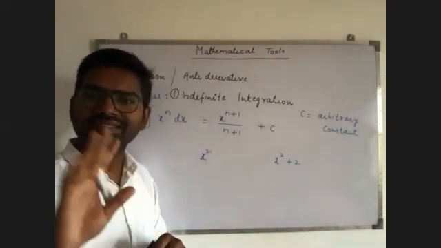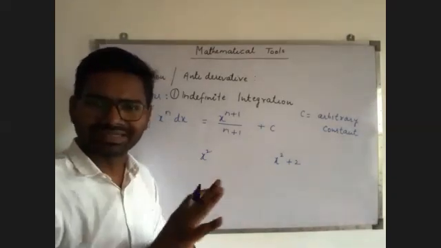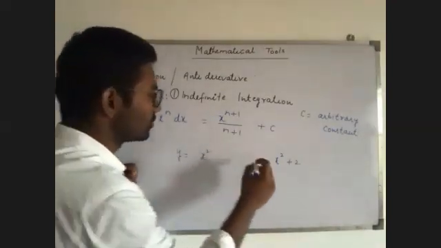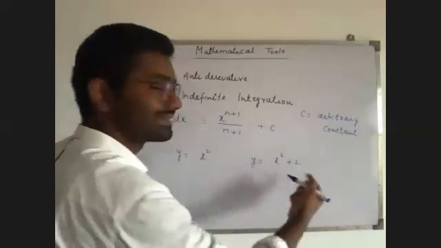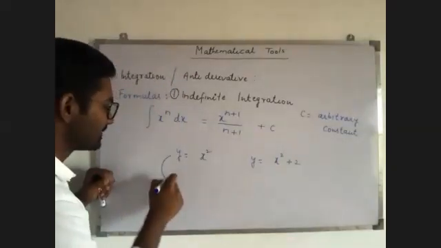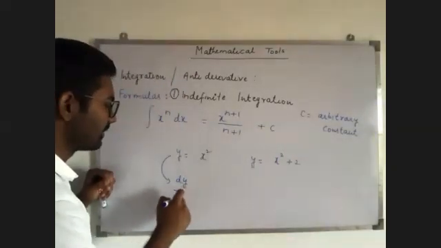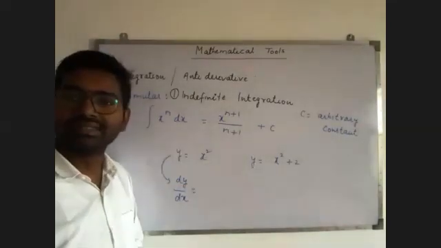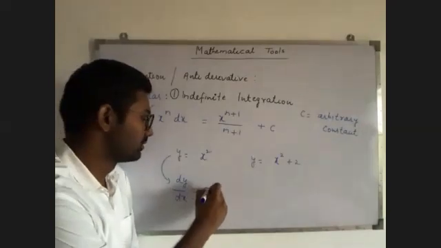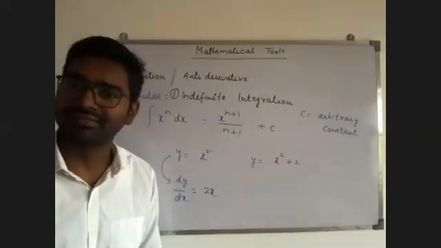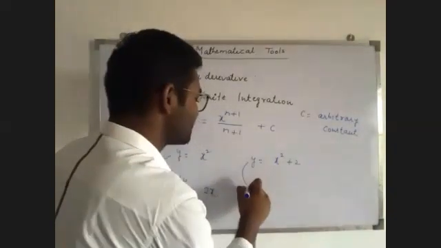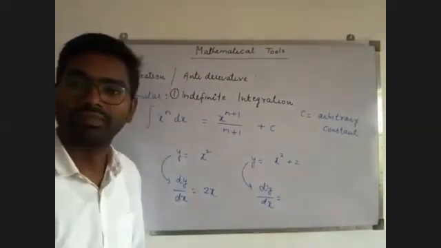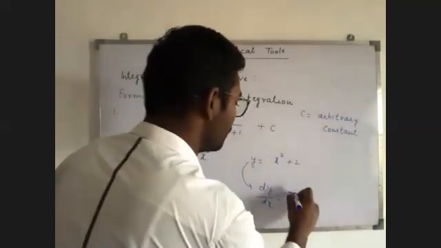Listen, arbitrary constant. That's what I'm trying to explain. First, listen, that's why I'm taking an example. Let's suppose y is equal to x square, y is equal to x square plus 2. If I differentiate this function, what will I get? Can anyone tell me? If I differentiate x square, I will get 2x. Is it right? Correct. If I differentiate this function, then what will I get? Then also I will get 2x.